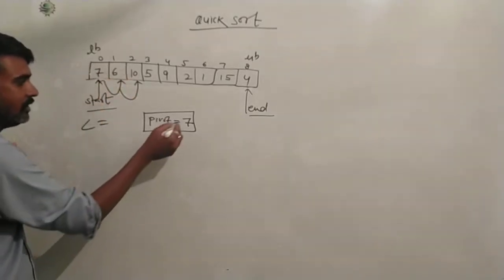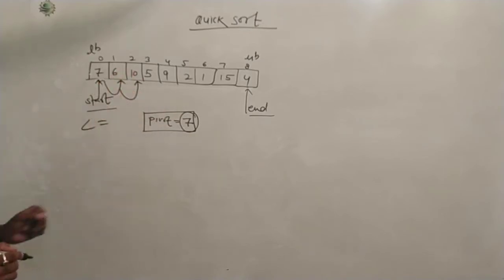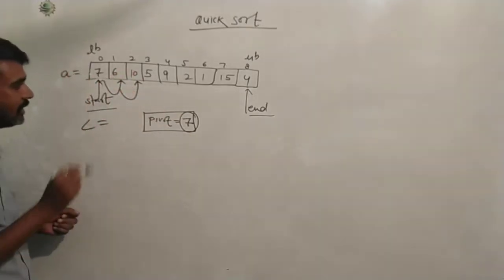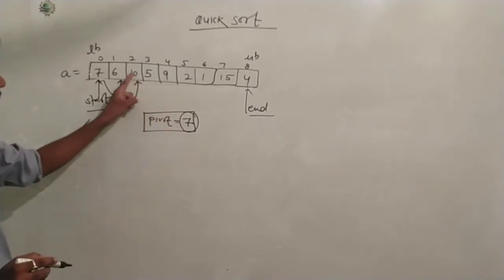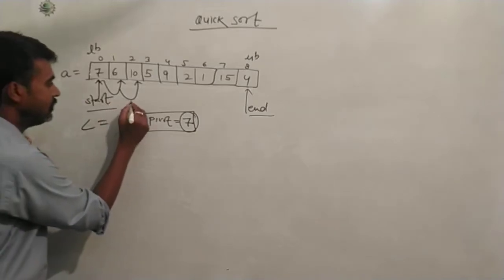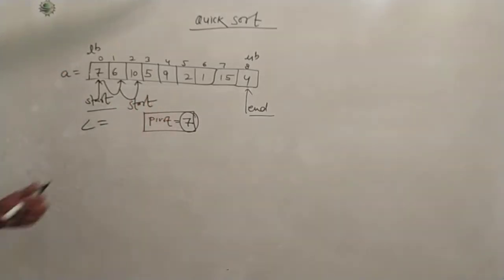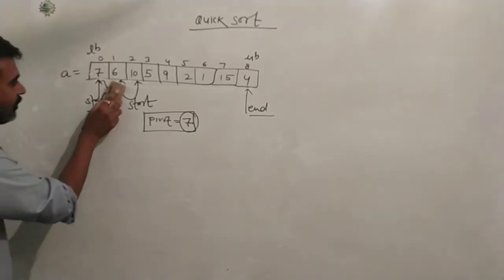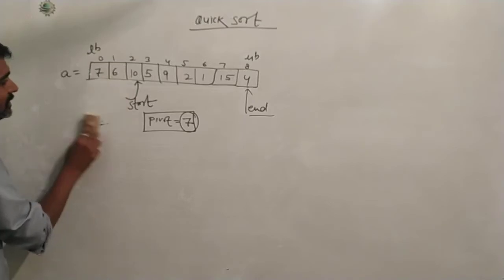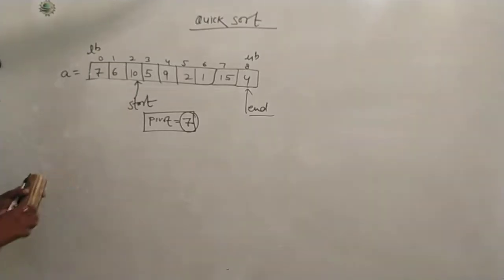Now, if we compare this variable with A of 2, this element is not less than the pivot, so we should stop start here only. Now what is the updated value of start? The updated value of start is 2.